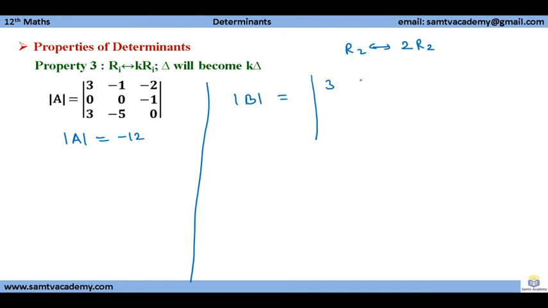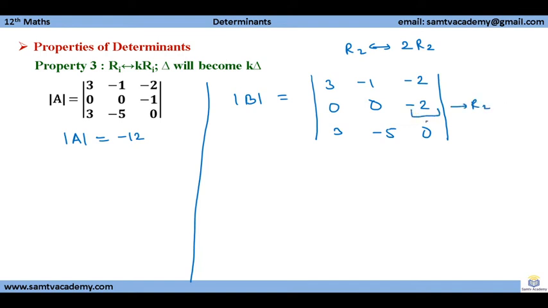So I am making 3 minus 1 minus 2, or either you can take this row 1 also, the value will be that only. Whatever row or column we expand, the determinant will give the same value. So this is 0 0 and 2R2 is replaced, so it will give minus 2, and this is 3 minus 5 and 0. Now let's expand it along R2.